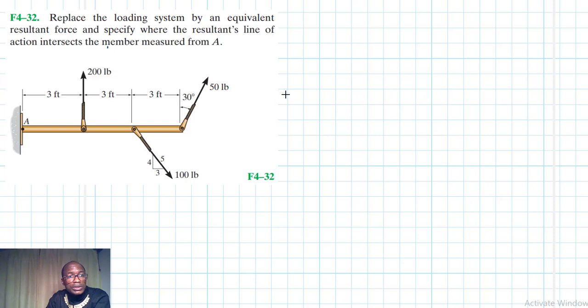We are going to be solving this engineering problem, and it reads: replace the loading system by an equivalent resultant force and specify where the resultant's line of action intersects the member, measured from A. This problem is coming from the Engineering Mechanics Statics textbook, 13th edition, by R.C. Hibbeler.